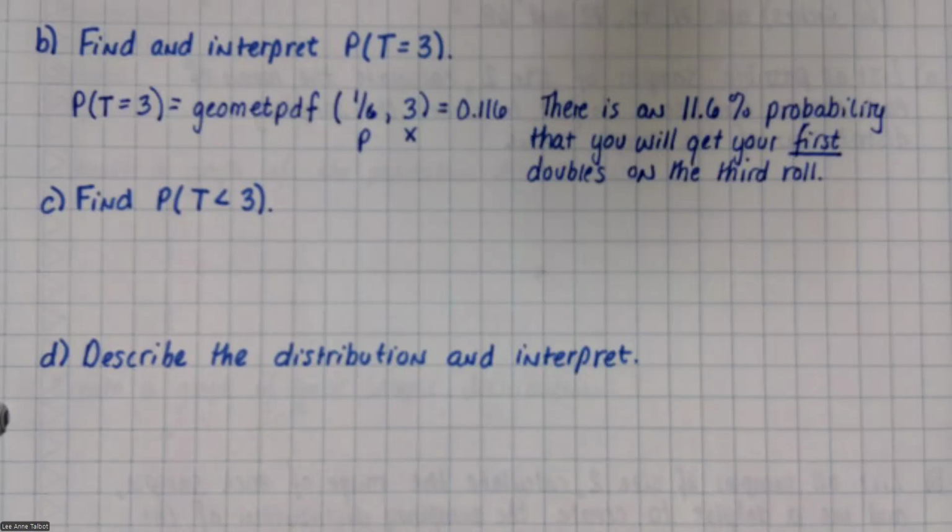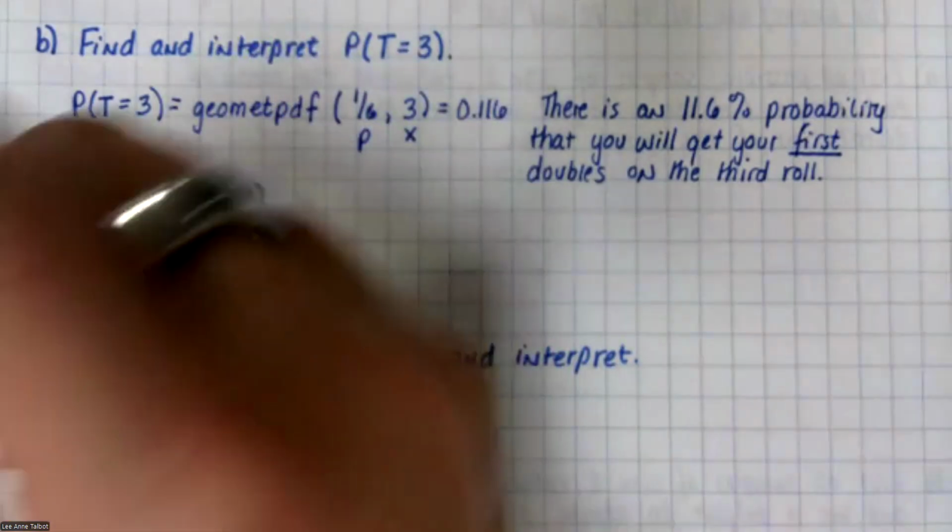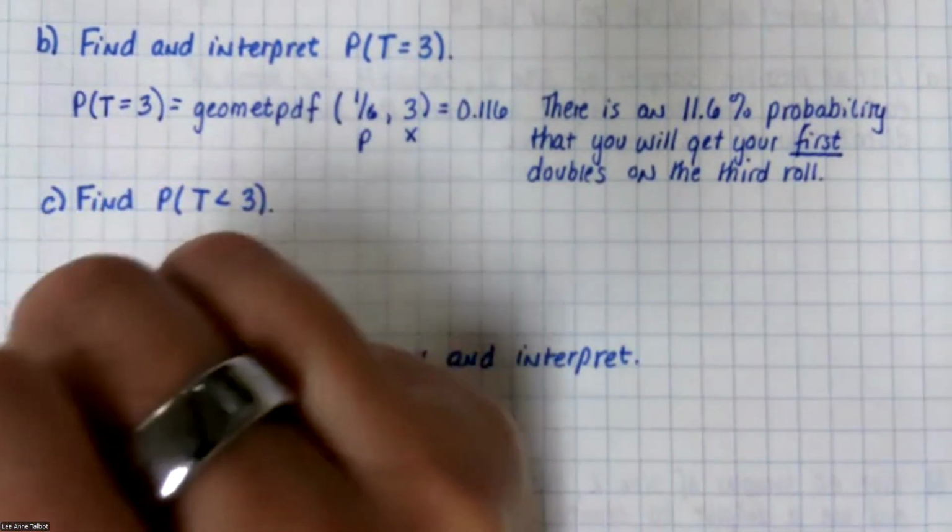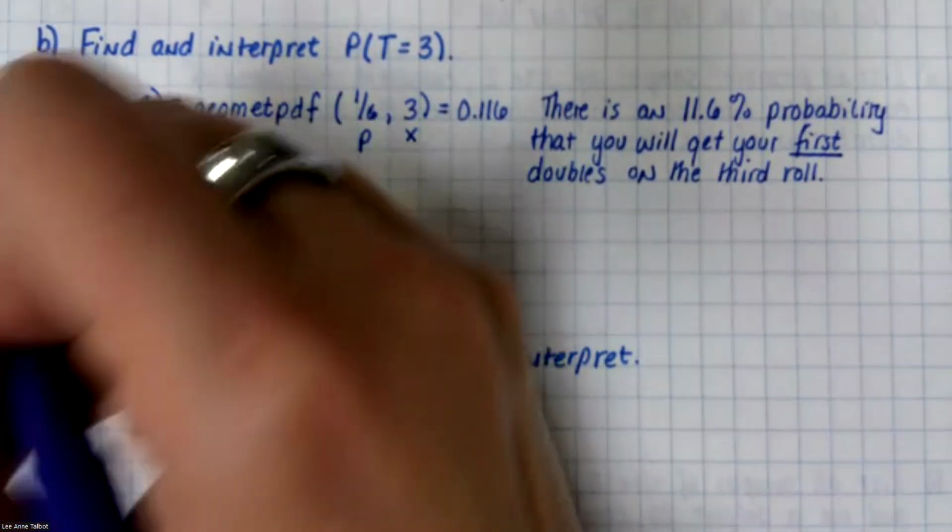Everybody understand that means your first doubles? I underlined it again, really trying to put that first thing in your mind to be geometric. Okay, find the probability that T is less than 3, or that T is a sideways heart.